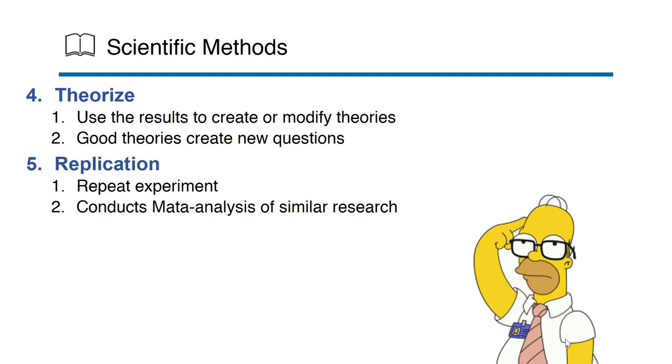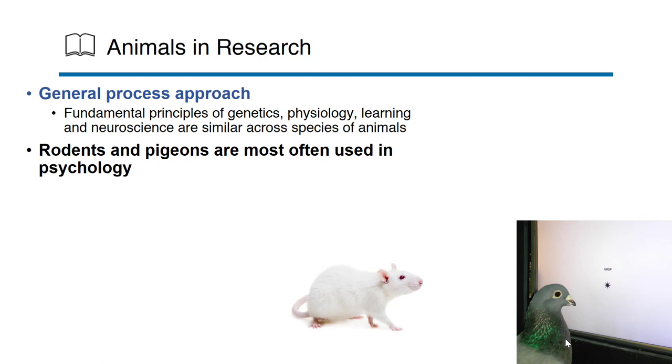Okay, what about animals in research? Well, we have this principle, it's called the general process approach. And it's the idea that genetics, physiology, learning, neuroscience, a lot of the basic principles that govern how these things work are the same across many animals. For example, the genetics that are in you, your DNA, is very similar to the DNA of a rat or the DNA of a slug. Now, we both use adenine, guanine, cytosine, thymine. These are the DNA bases. We just put ours in different order, but they follow the same rules.